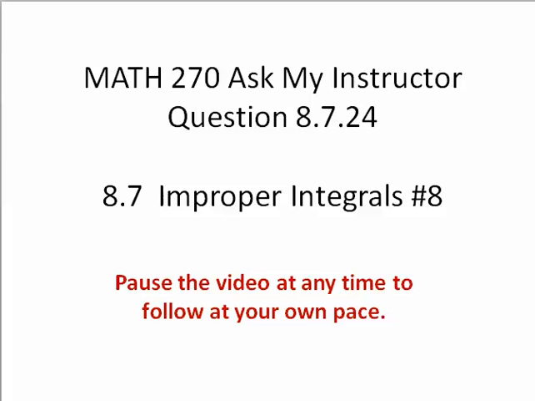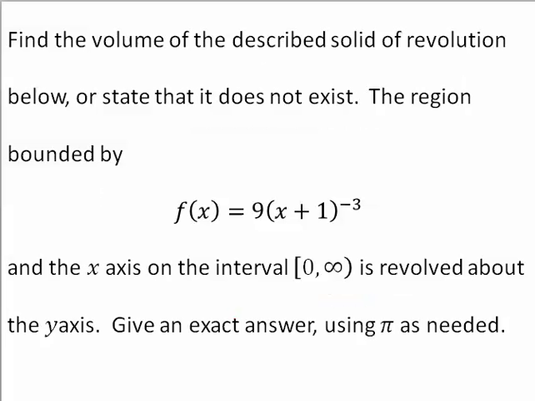Ask My Instructor 8.7.24. Find the volume of the described solid of revolution below, or state that it does not exist. We're looking at the region bounded by f of x and the x-axis on the interval going from 0 to infinity. And we're revolving that region about the y-axis. We need to give an exact answer using pi as needed. Let's review.